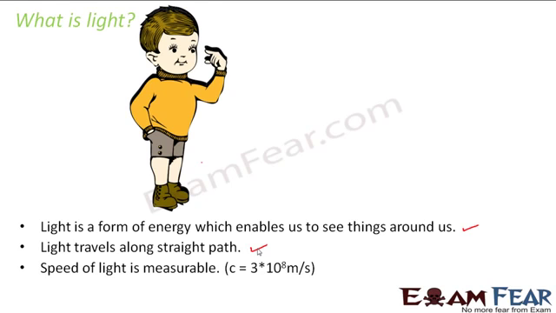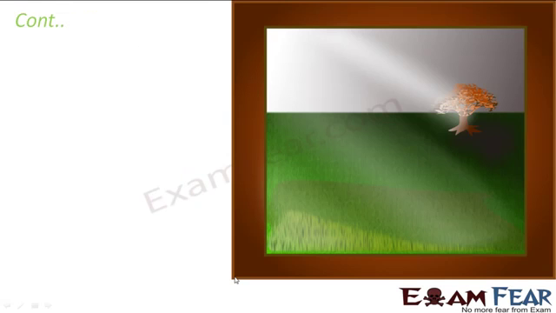Speed of light is measurable and it is supposed to be a constant value, which is 3 into 10 to the power 8 meters per second. So this much is the speed of light, and it is generally denoted by a small c. That is the convention which has been used since years. So this was something about light.